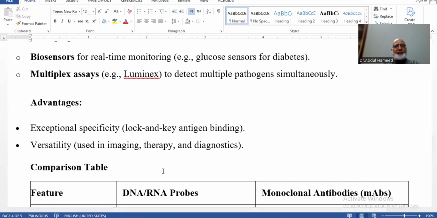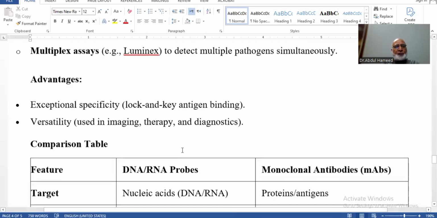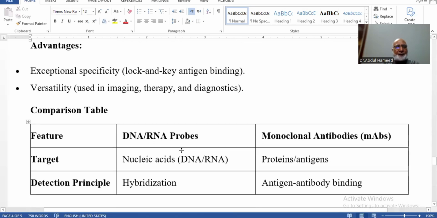So advantages are that they are exceptionally specific, for example in case of lock and key antigen binding, so it will give us the idea of those two interacting agents. And versatility, being used in imaging, therapy, and diagnosis. So monoclonal antibodies are very effective.